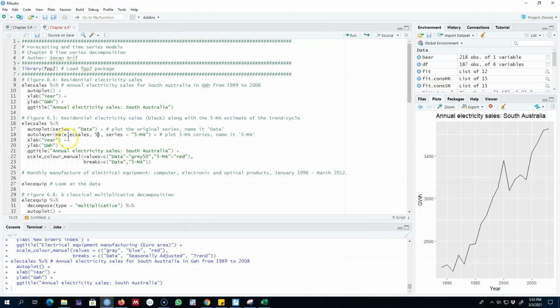So what I'm going to do is pass our original data, and then use the function MA. The first argument is the time series data that we are using, and the second argument is the order of the moving average that we want to use, which in this case is 5. So we are calculating moving averages of order 5 here, and then I'm going to label different components of this graph.